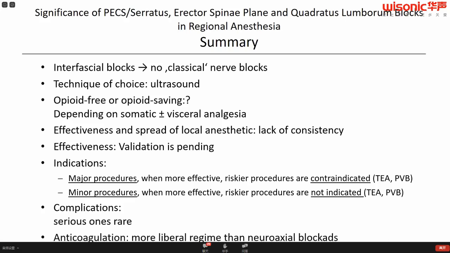And in anticoagulated patients, what shall we do with these kinds of blocks? We have no recommendations so far, but in my opinion, we can follow a more liberal regimen than for neuraxial blocks when we do these kinds of blocks.